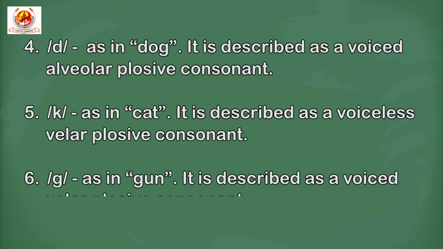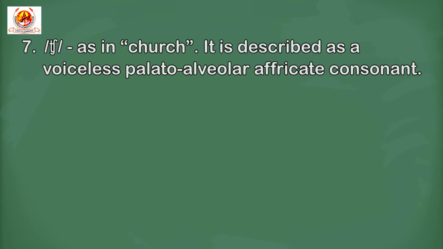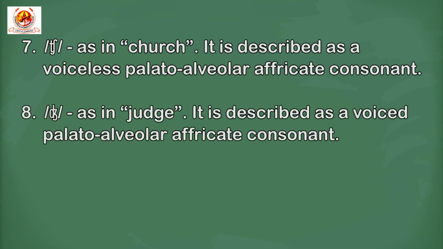The sixth consonant is the G, as in gun. It is described as a voiced velar plosive consonant. Now the seventh consonant is the Ch, as in church. It is described as a voiceless palato-alveolar affricate consonant. The eighth consonant is the J sound, as in judge. It is described as a voiced palato-alveolar affricate consonant.